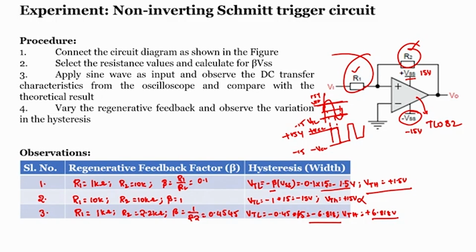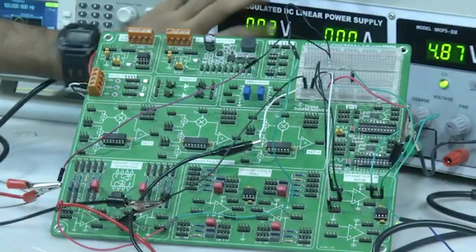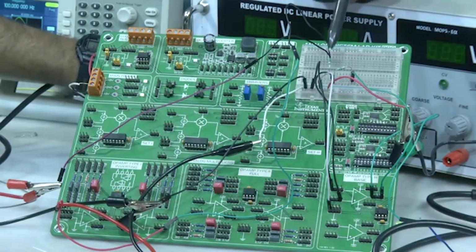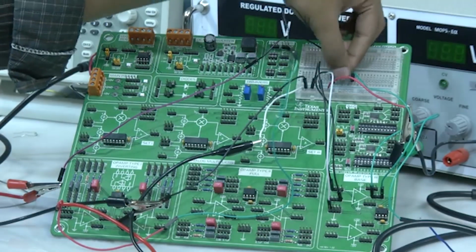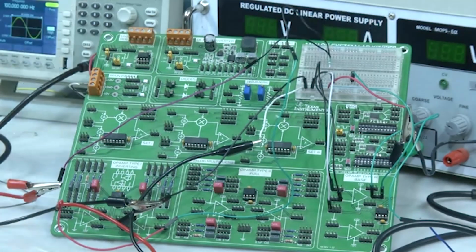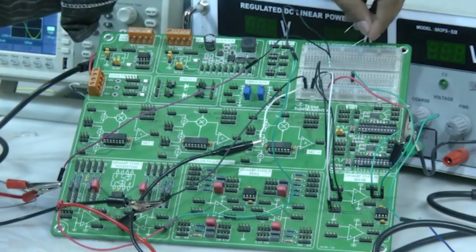When we look into the board, which is R2 in this case? R2 is this one, this is the feedback resistor. So, we switch off the power supply and we are replacing this with 2.2 kilo ohms.